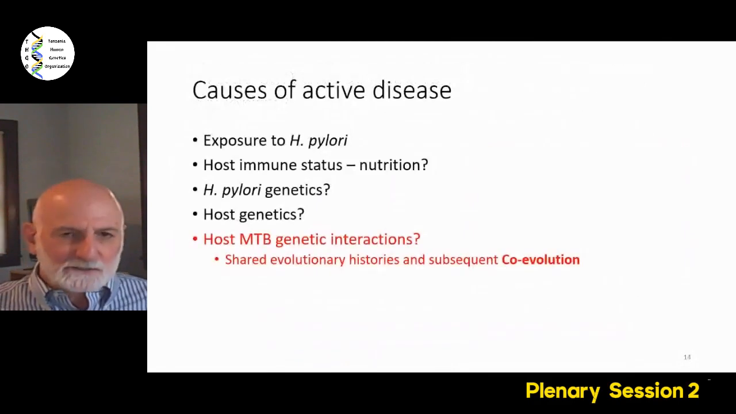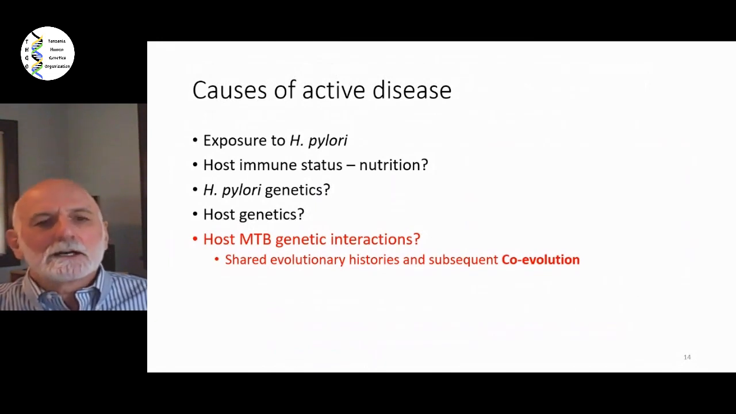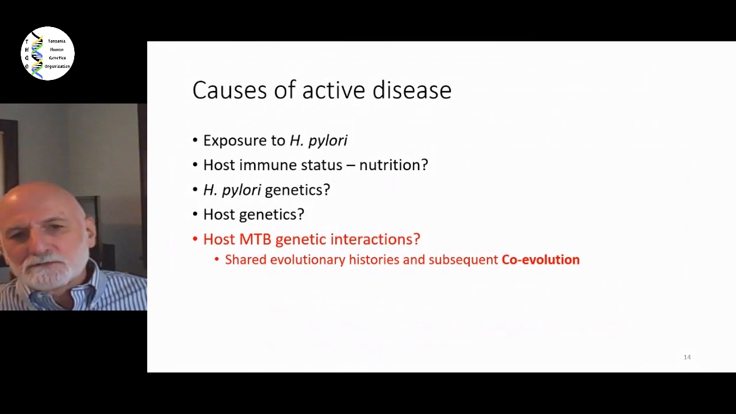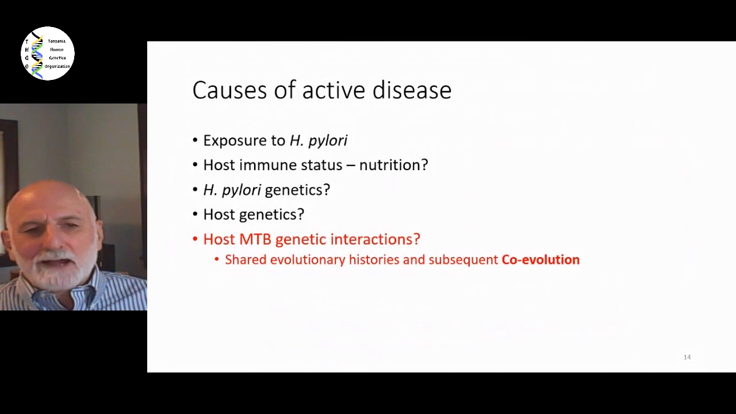First of all, you have to be exposed to H. pylori. If you're not exposed to H. pylori, you're not going to go down this pathway, or it's very unlikely. There's host immune status. There's nutritional basis, if you're healthy or unhealthy in general. There's H. pylori genetics. I mentioned the CagA and the VacA genes affect disease. There's host genetics.